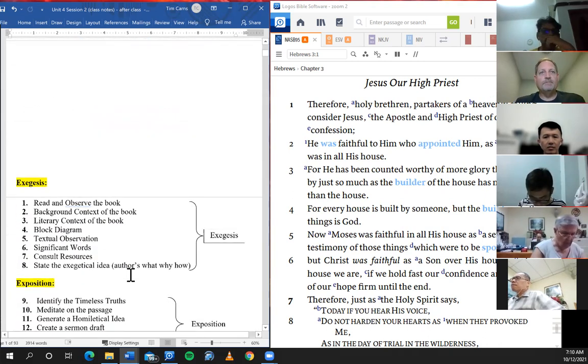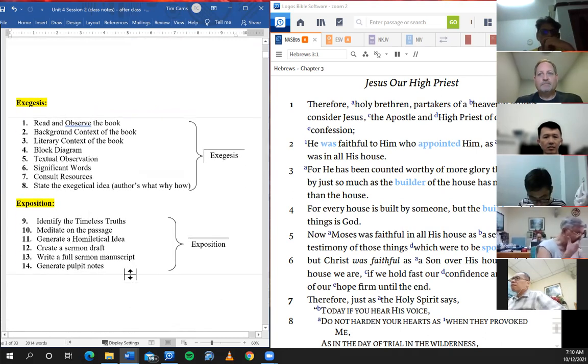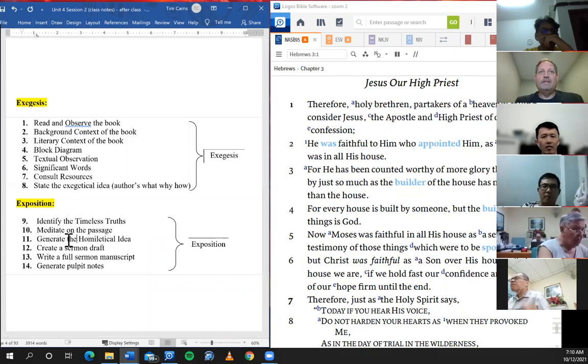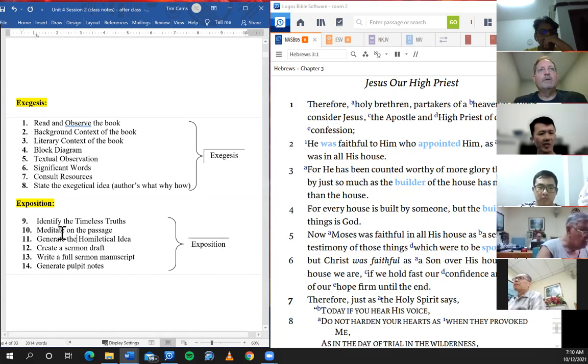All right. So again, these are all the steps we have looked at so far. The first 10, all the way through meditate on the passage. So the next step we will look at is what we call generate the homiletical idea. I'll talk about that maybe toward the end of tonight, or definitely, Lord willing, starting next week.